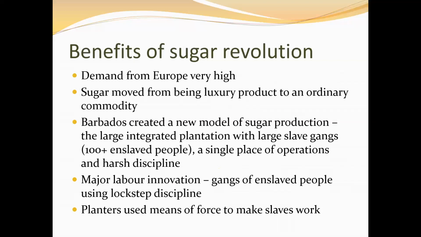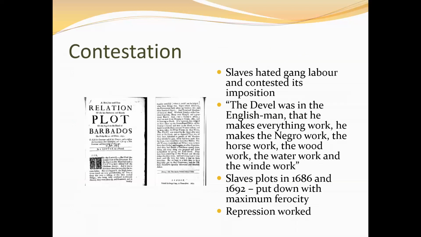Because they produced something which people desired, which was sugar, which went from being a luxury product to an ordinary commodity in this period. Slavery was very much based on work and very much based on European demand for the products that enslaved people worked. From the start, however, enslaved people, Africans brought to Barbados and then to the rest of the Caribbean and the northern colonies of America, resisted slavery.